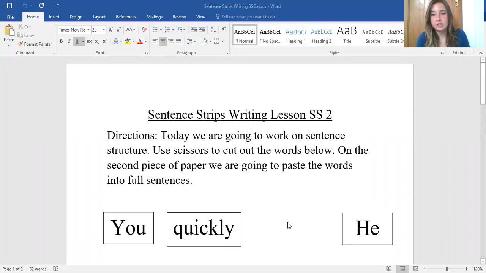Okay, so we're going to film another sentence strip lesson for this week. So let me pull up my worksheet. Again, these worksheets can be found not only in the email that I sent at the beginning of the week, but also on my Schoology page. Not even sure if I'm pronouncing that right.